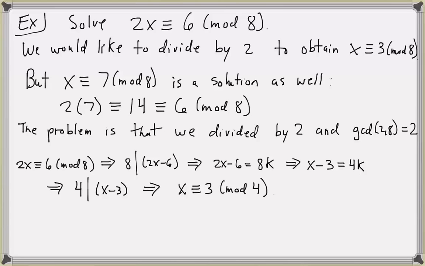So in the original congruence, 2x is congruent to 6 mod 8. If you want to divide by 2 here, you actually have to divide the modulus by 2 as well. And we see that the full solution is any integer x that's congruent to 3 mod 4 will satisfy the original congruence. And we see that if x is congruent to 3 mod 8 or 7 mod 8, those are both solutions that are equivalent to x congruent to 3 mod 4.